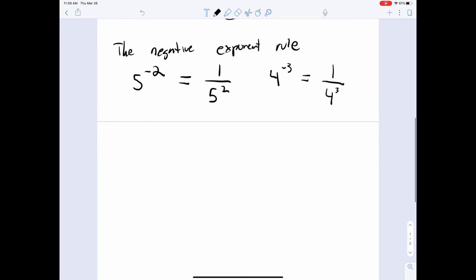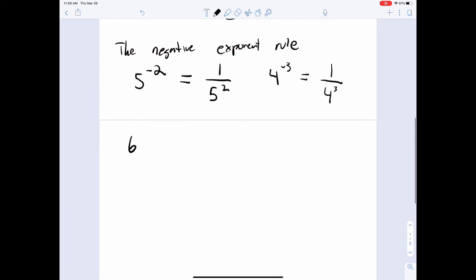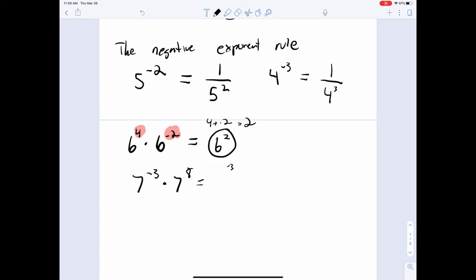So here's some practice with everything. Say you have something like 6 to the 4th times 6 to the negative 2. Well, you're still just going to do the product rule and add these exponents. So 4 plus negative 2 equals positive 2, so you get 6 squared. 6 to the 2 power. Say you have something like, you try this one, 7 to the negative 3 times 7 to the 8th. Well, negative 3 plus 8 is 5, so you get 7 to the 5th.